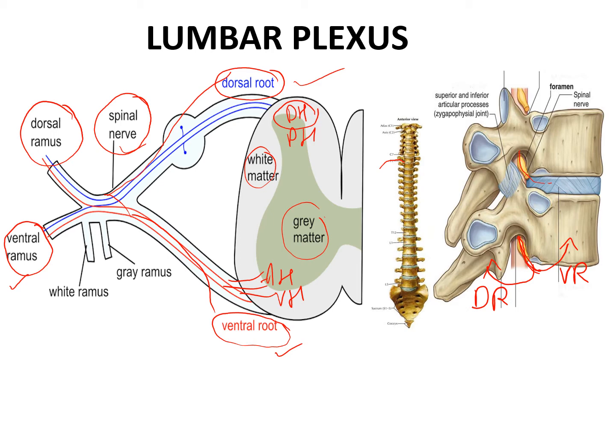The ventral ramus will supply the anterior aspect of the body, whereas the dorsal ramus will supply the posterior aspect of the body. When we speak about the lumbar plexus or any other plexus, it is the ventral ramus which is involved in the formation and not the dorsal ramus. So which component of the spinal nerve forms the plexus? It is the ventral ramus. So this is the ventral ramus. We'll move on to the next slide.